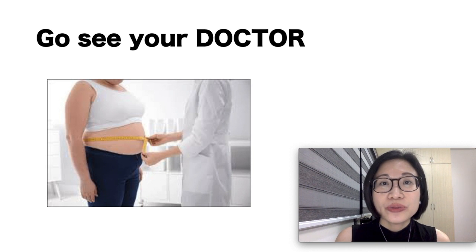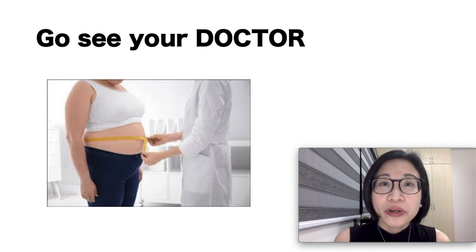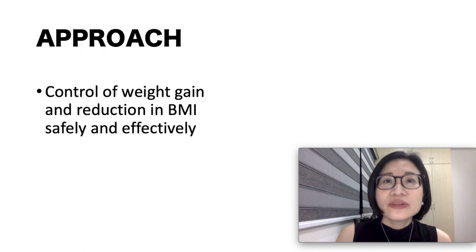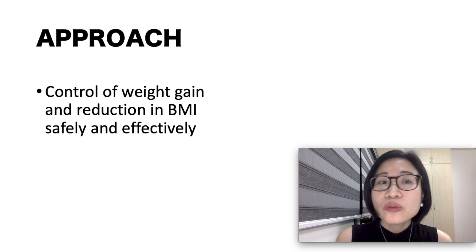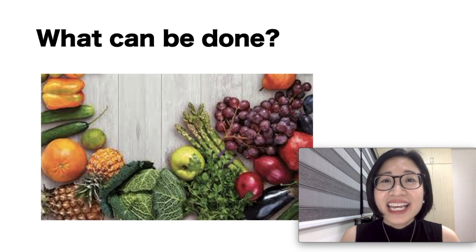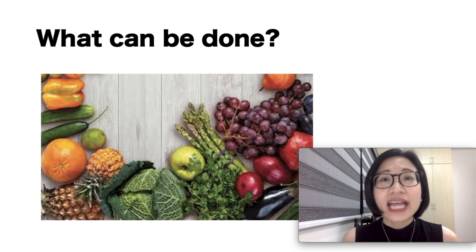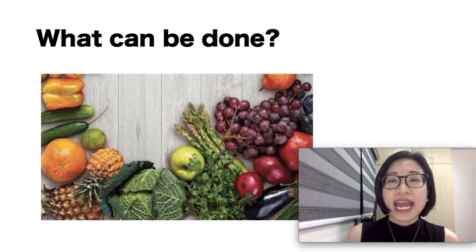The first thing you should do is talk to your child's pediatrician. When you're bringing your child to the doctor, the doctor will do a history and examine your kid, and then will request some laboratory investigations. So the general approach to this is to control weight gain and reduce BMI in a safe and effective manner. Can we fight childhood obesity? Yes, yes, yes, we can. You can do something about it. It just takes the right mindset and getting the whole family involved by eating healthy and being more physically active.